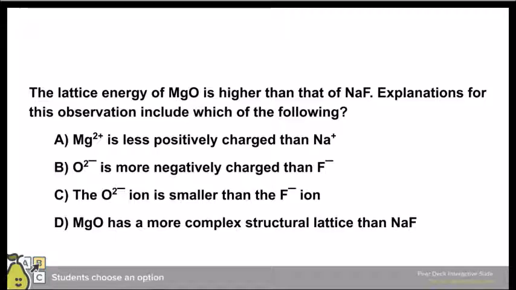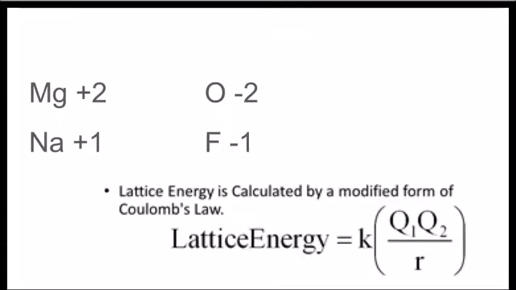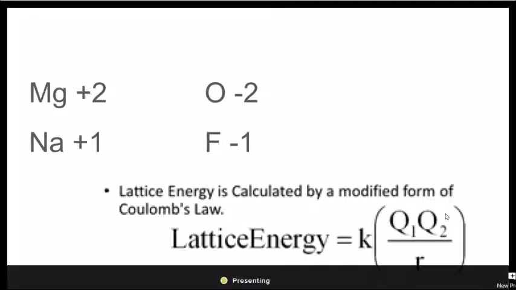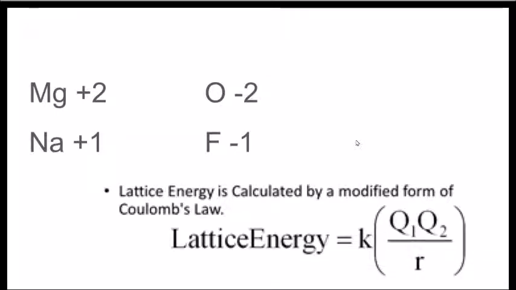O with a -2 charge is more negatively charged than fluoride. If we look at the equation over here, Q1 times Q2, all you have to do is do the math. +2 and -2 is -4, +1 and -1 is -1. So who's got a greater lattice energy, 4 or 1? You don't worry about the negative, you just worry about the number. It turns out that magnesium with a +2 and oxygen with a -2 has a greater lattice energy, which means it's got a stronger ionic bond.